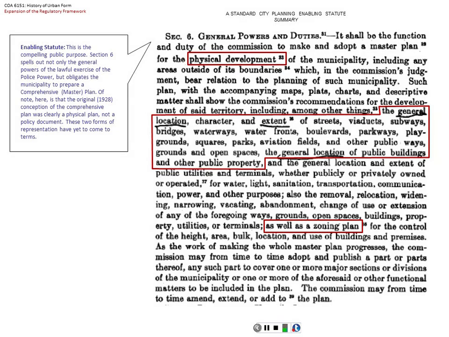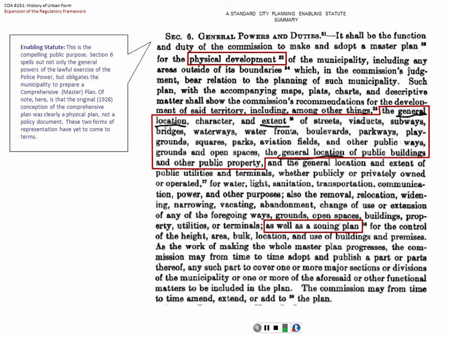So I thought it would be useful for a brief moment to go back and look at Section 6 of the General Powers and Duties of the Standard City Planning Enabling Statute as it was passed out of Congress in 1928. In this case, the commission is the City Plan Commission, which in the early days was typically a citizen body that consisted of architects and landscape architects and city planners, lawyers, real estate developers, citizens, activists, and so forth, who would constitute this commission. Today, this is typically the Bureau of Planning within municipal government. So either way, that's what commission is referring to.